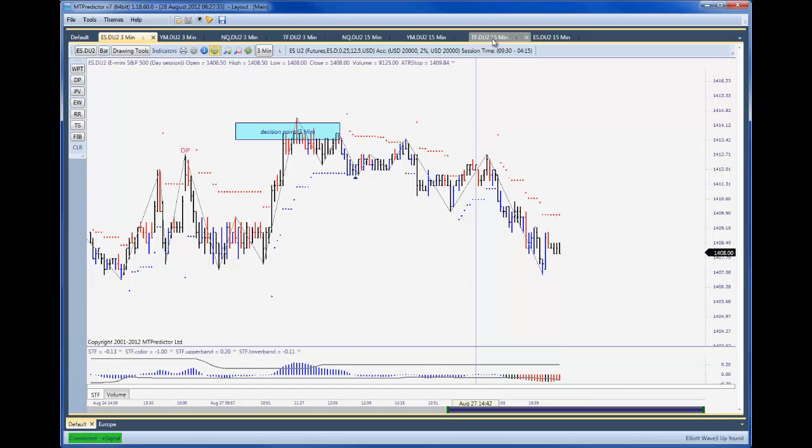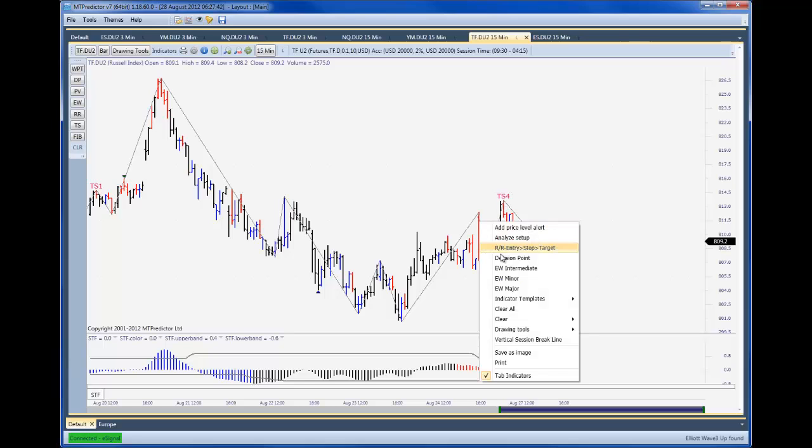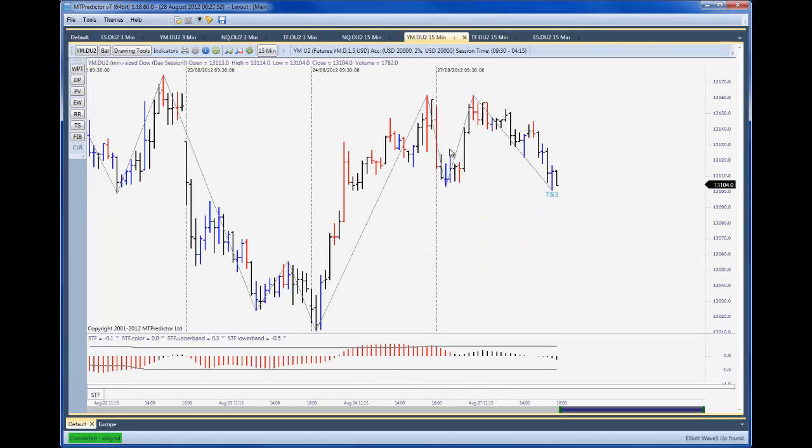And if we look at the other 15-minute charts, you can see on the Russell Index we actually had a TS4 automatic buy setup coming at that time that was also at the decision point resistance. So on the Russell Index we nailed the very high of the day there on the 15-minute chart. The YM wasn't quite so clear, it just made a double top.